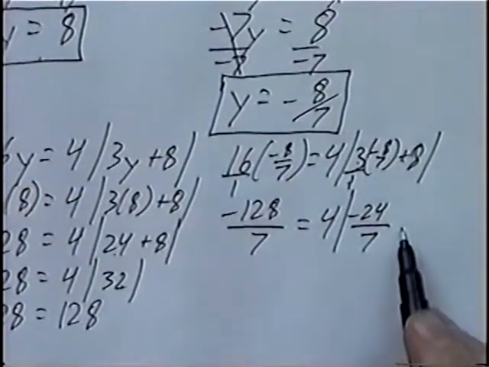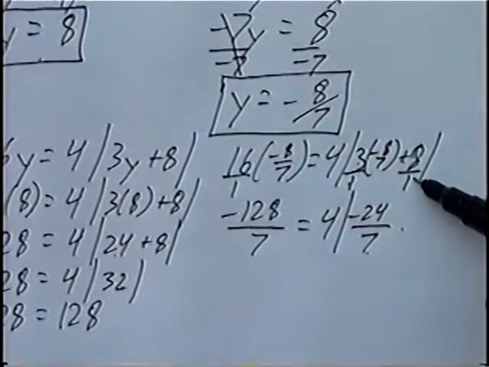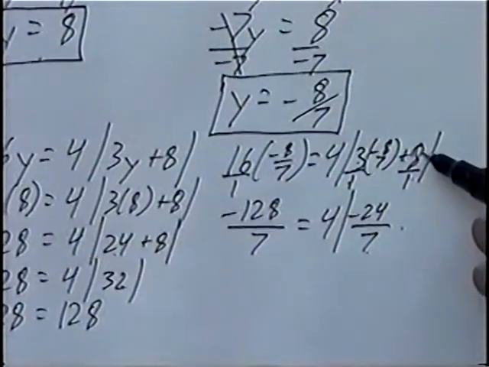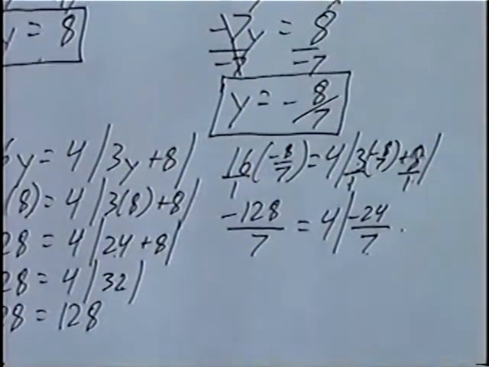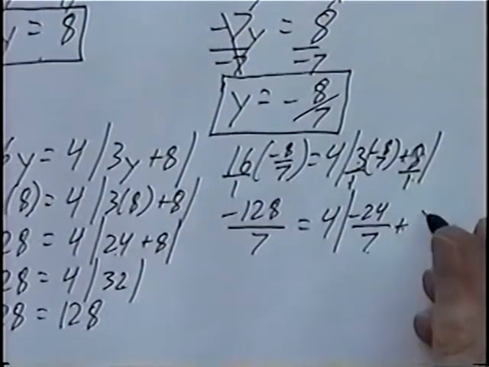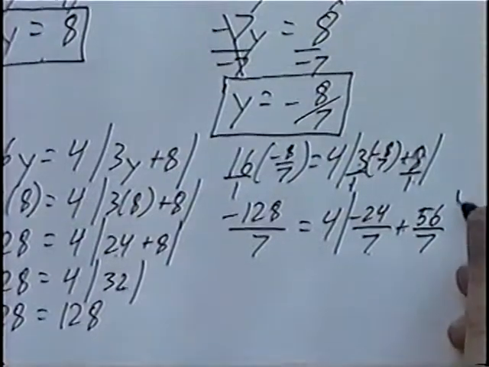Plus 8. Instead of plus 8, we want common denominators for the next step. So the 8 I'll change to 8 over 1. And to get common denominators, we can multiply this fraction by 7 in the numerator and 7 in the denominator. 8 times 7 would be 56, and 1 times 7 would be 7.